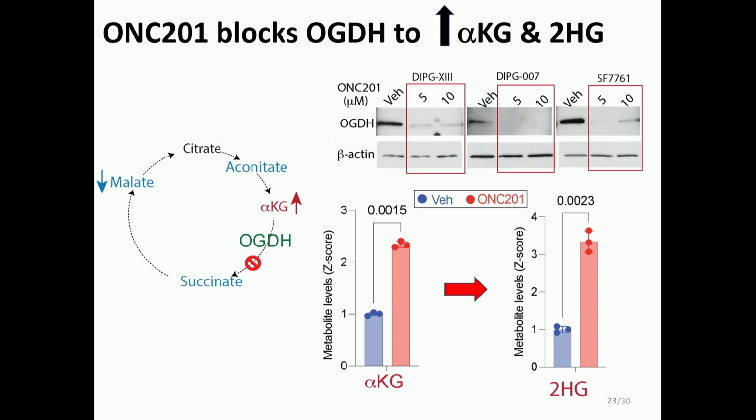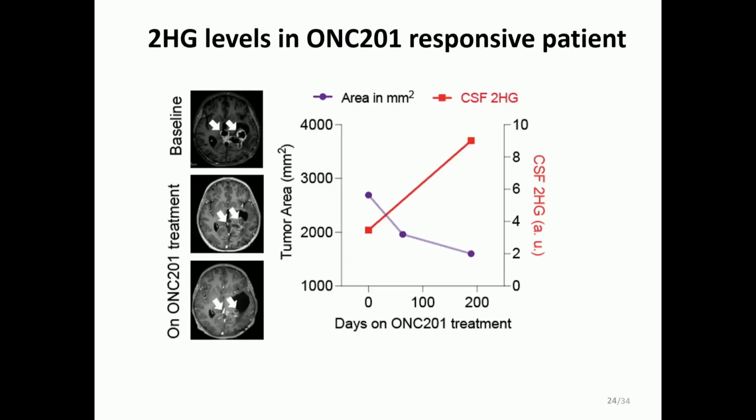What we unexpectedly found is that this alpha-ketoglutarate was being converted to this metabolite called 2-hydroxyglutarate. So what is this? Before that, I wanted to show you examples from this trial of 2 patients. This is an ONC201 responsive patient. You can see with the MRI scans there's a reduction in the tumor volume. The tumor area is plotted in purple here, and the tumor volume is going down with treatment. The CSF levels of 2-HG is plotted in red, and you can see that it's going up on treatment.